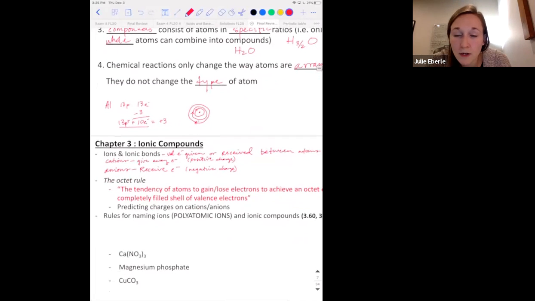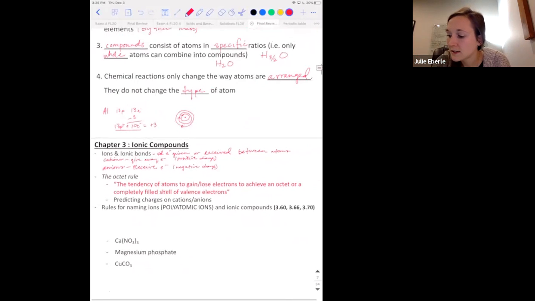Now, here's where, if you didn't grasp some of this stuff, you might have struggled throughout the semester, because all of this we summarize with the octet rule. The octet rule helps us predict what kind of charge each atom will carry as an ion. And here's the octet rule. It's the tendency of atoms to gain or lose electrons to achieve an octet. They want 8 valence electrons in their outer shell. There's something very stable about that, and that is a completely filled shell. So based on how many they need to give away or receive to get that outer shell is how you predict the charges on cations and anions.